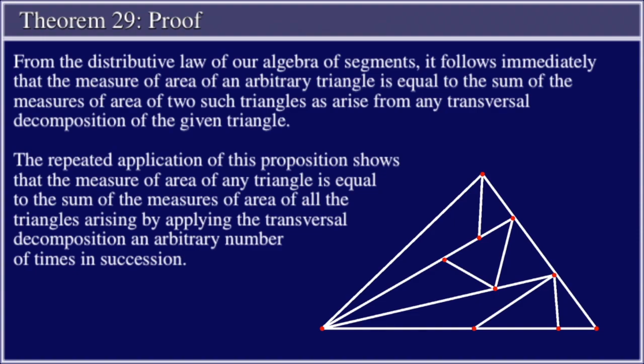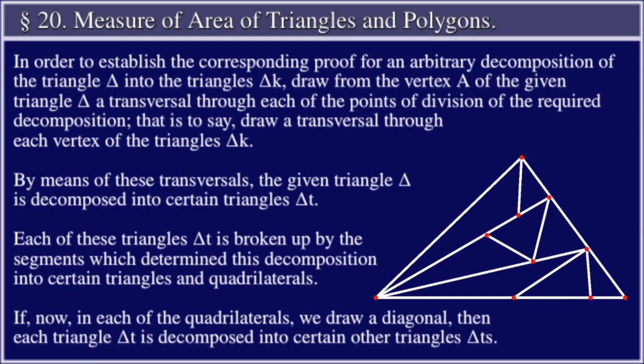In order to establish the corresponding proof for an arbitrary decomposition of the triangle delta into the triangles delta_k, draw from the vertex A of the given triangle delta a transversal through each of the points of division of the required decomposition. That is to say, draw a transversal through each vertex of the triangles delta_k. By means of these transversals, the given triangle delta is decomposed into certain triangles delta_t.